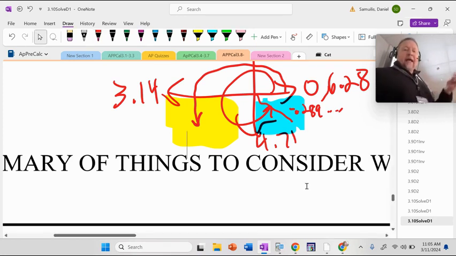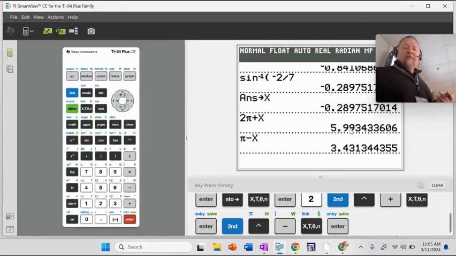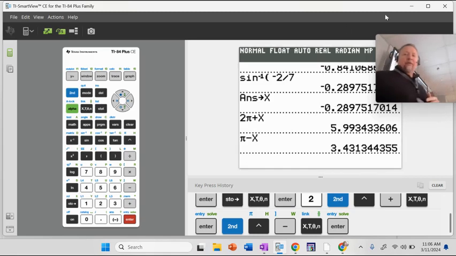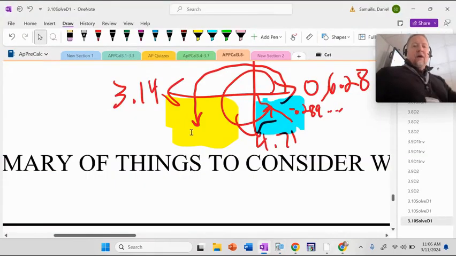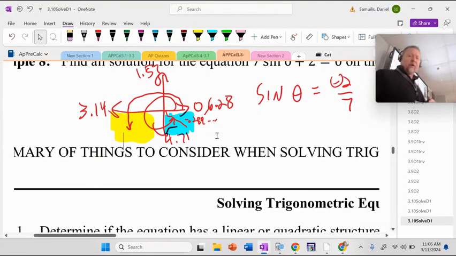I stored negative 0.28 in for x. Then I added that negative to 2 pi. 5.99 makes sense. And then I subtracted it from pi because it's a negative value here. 3.43 is between 3.14 and 4.71. Movie over. Doink.